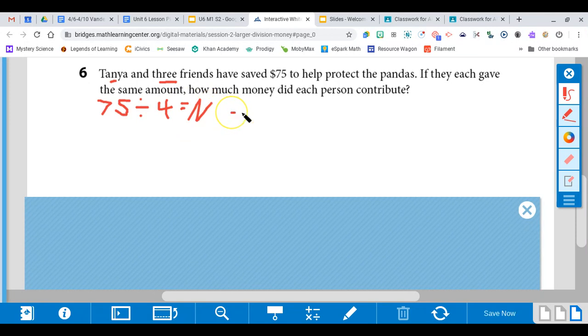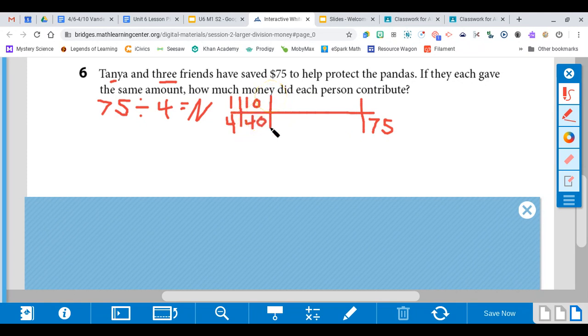And again, I'm going to use the strategy that we've already known and practiced. And I'm going to make a ratio table. And if each one did $1, that would be 4, and I need to take that to $75. Okay, so then again, I'm going to make a really reasonable jump of 10, and that would be 40 then.